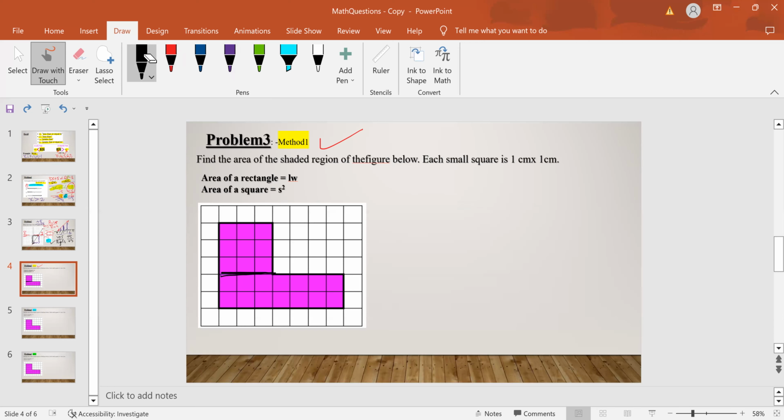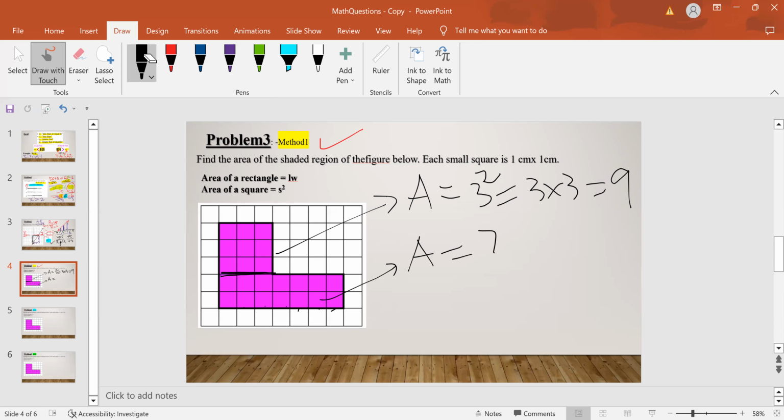To find the area of the square, the area will be side squared, which is 3 to the second power, the same as 3 multiplied by 3, which is 9. Now, the rectangle part: the length multiplied by the width. If you count to the left, we have 1, 2, 3, 4, 5, 6, 7. So we have 7 multiplied by the width, only 2. So 7 times 2 is 14.